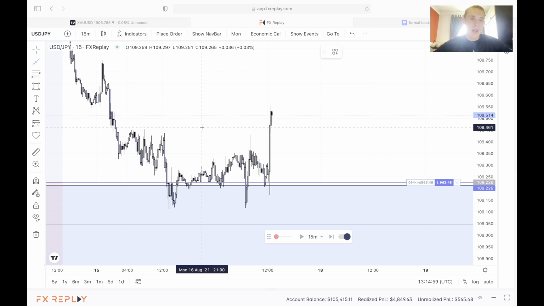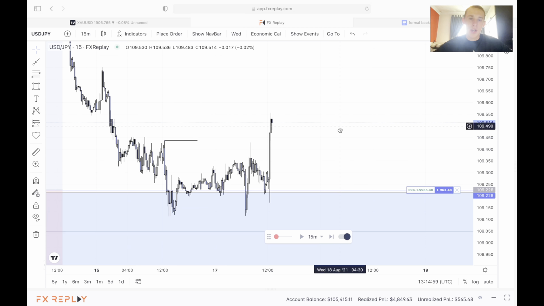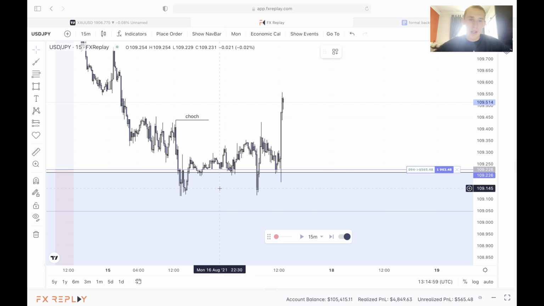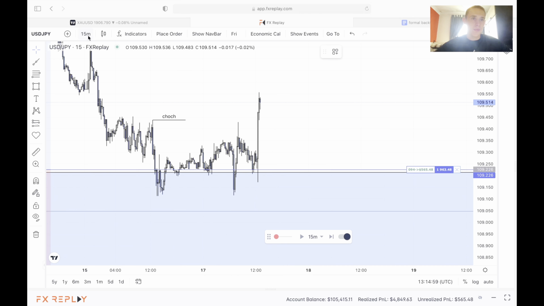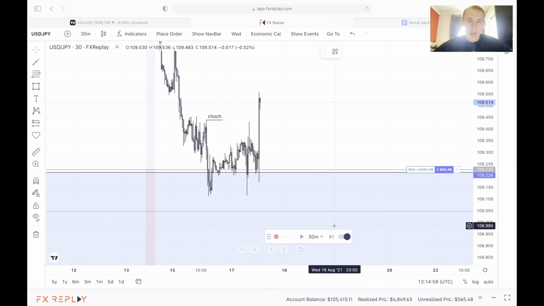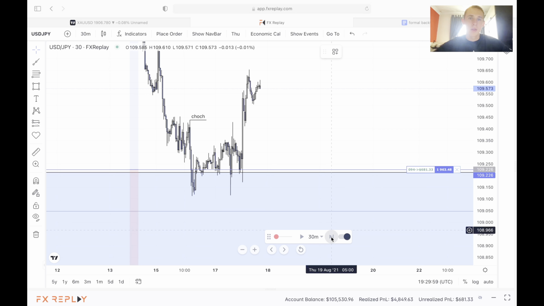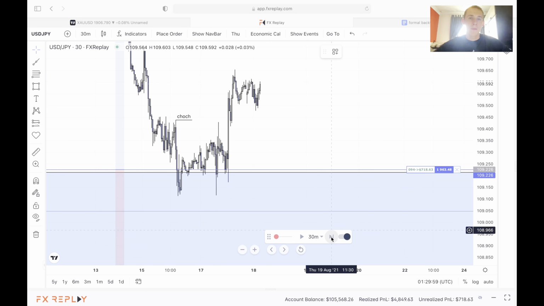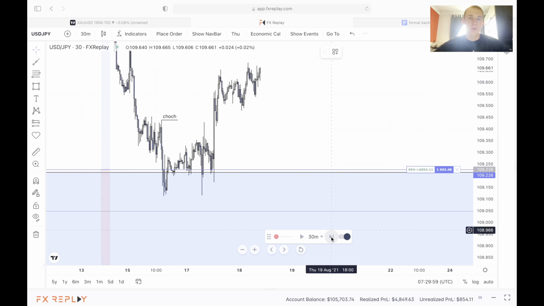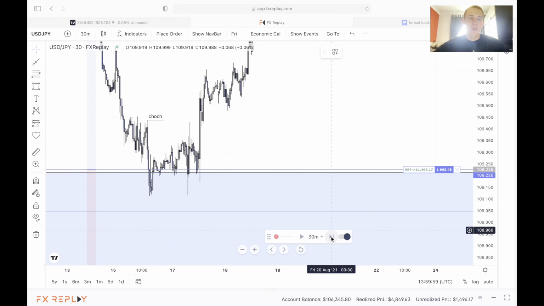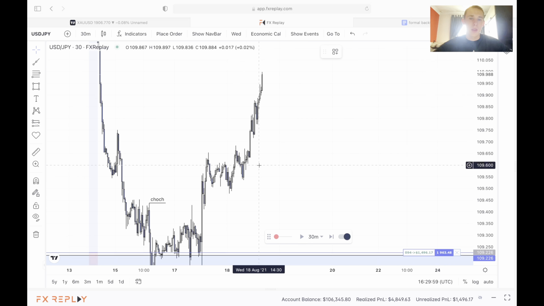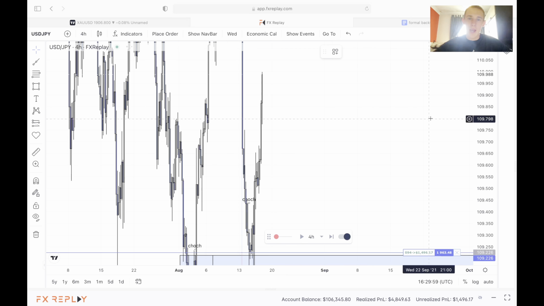there we go. So we've had this area broken. That was our change of character. We also had a sweep of this sort of liquidity. Not really seeing any entries though at the moment. Yeah, so I don't think we're going to get an entry on that one.